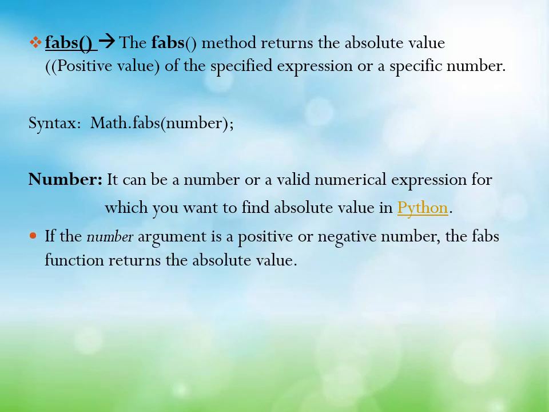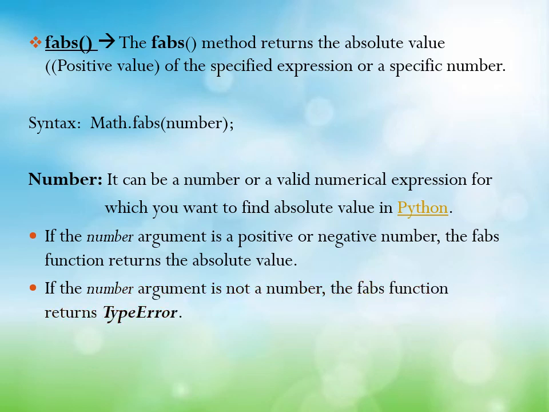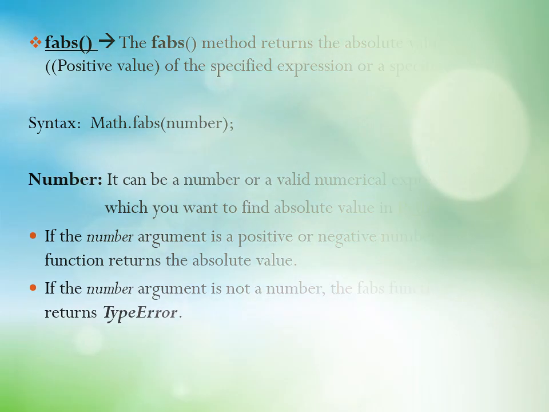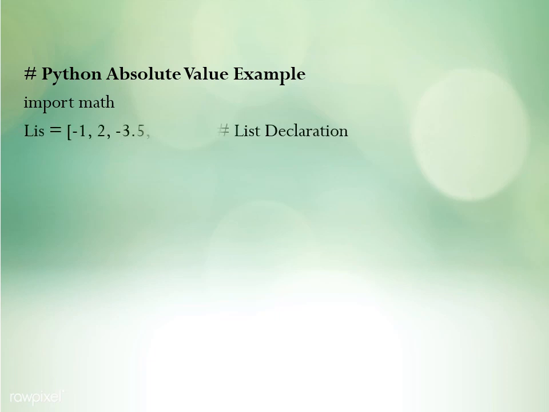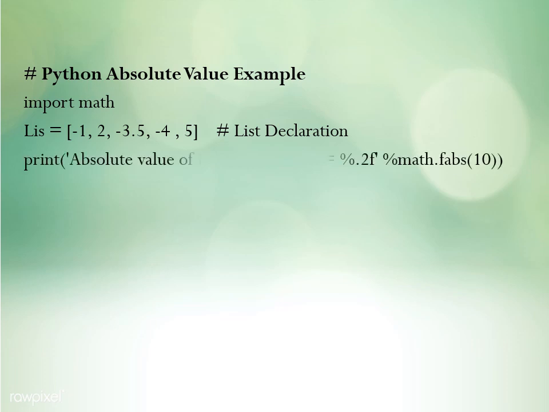If the argument is a positive or negative number, the fabs function returns the absolute value, but if the argument is not numeric, the fabs function returns a TypeError. I am taking an example here. Again we have to import the math module. Then I am taking one list consisting of elements -1, 2, -3.5, -4, 5.